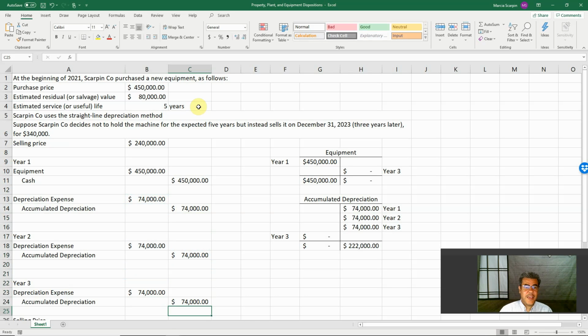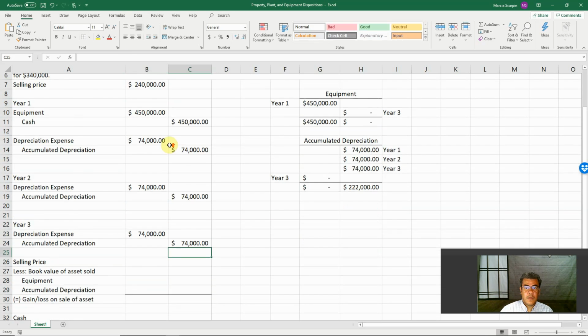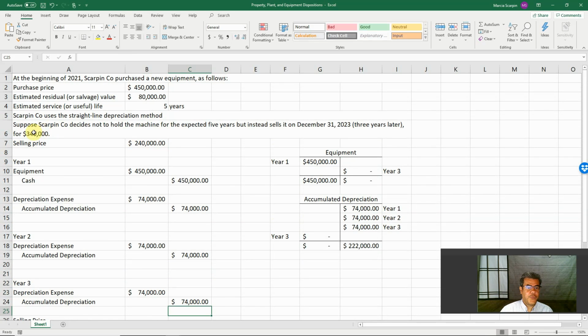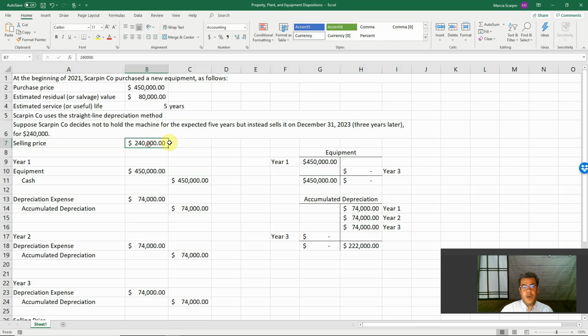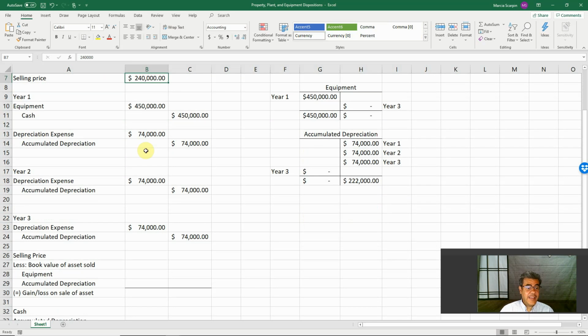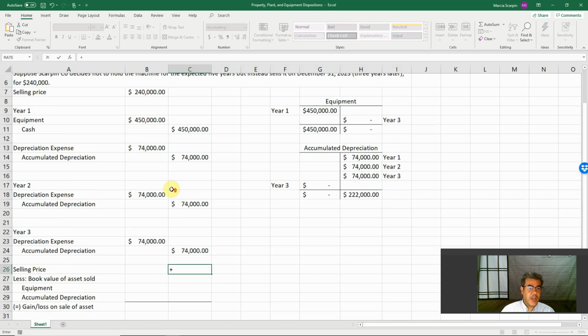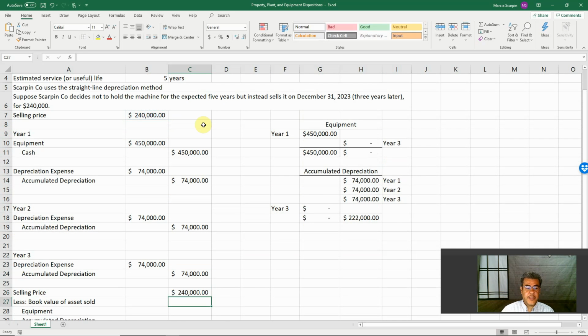We are selling it. Instead of 340, it is 240. Okay, now we're good. Selling price 240. And first of all, we need to check if we have a gain or a loss. So, okay, let's do it. Our selling price is 240.